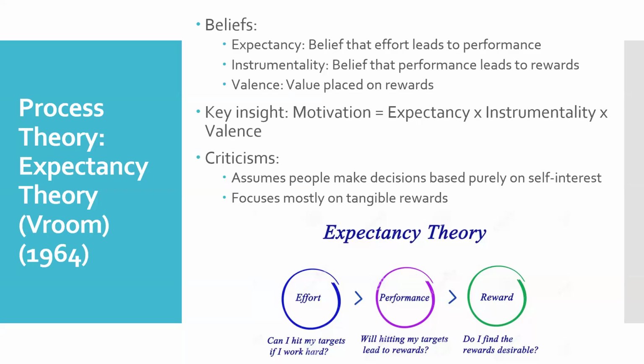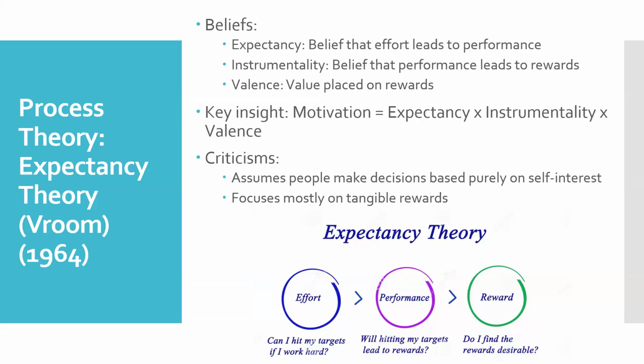The second belief is instrumentality. That's the second circle here. This is called performance. And it's a belief that your performance leads to rewards. So, do you think that hitting your targets will lead to the rewards at work? Part of this, or a big part of this, I think, is about whether someone will recognize that you actually hit those targets. So, that's where SMART goals come into play. If you have something that's measurable, that's when your performance could actually be recognized by someone else, and that could lead to those rewards.